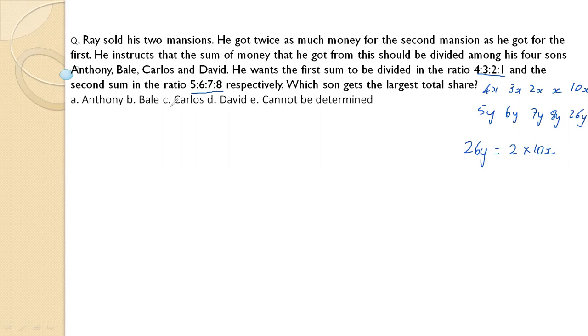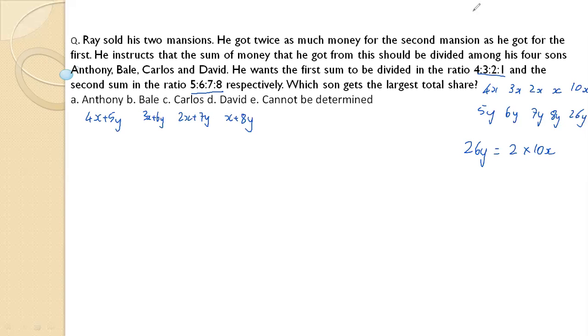And then the total money that Anthony gets would be 4x plus 5y. Bale would be 3x plus 6y. Carlos would be 2x plus 7y. David would be x plus 8y. You substitute one variable in terms of the other and find these 4 things. But as you can see, this is a slightly tedious procedure.